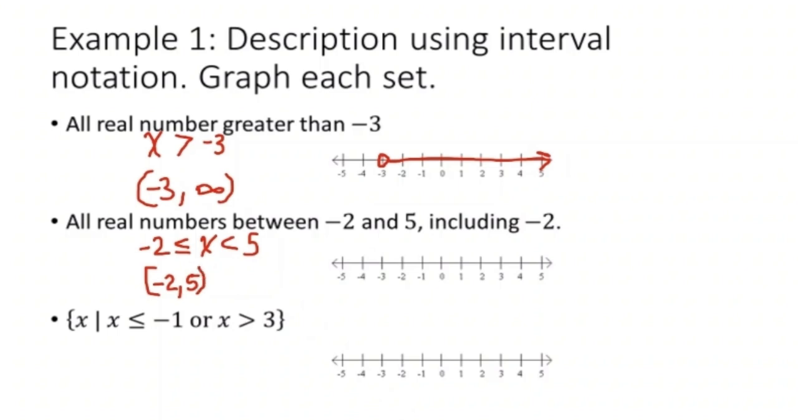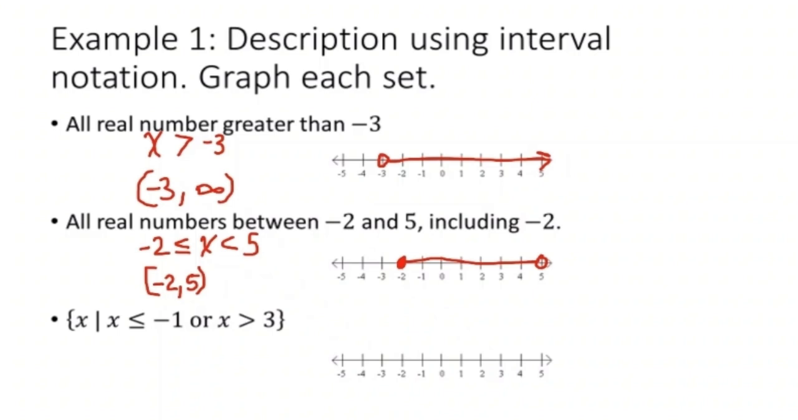Now for the graph, we're going to plot points over -2 and 5. Since x can be -2, we use the filled-in dot that we're going to call a closed circle. Now 5, since x cannot be 5, we're going to use the open circle like we did in the previous problem. And since x is between -2 and 5, we're going to shade the part of the number line that's between -2 and 5.